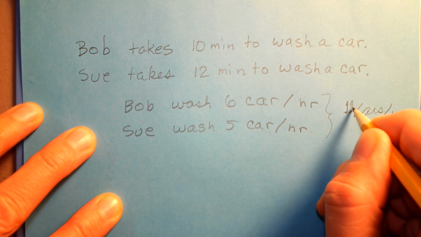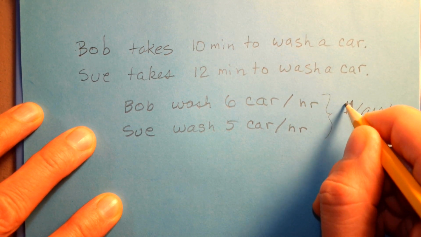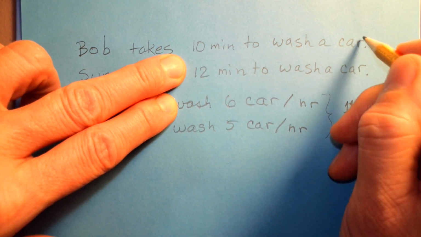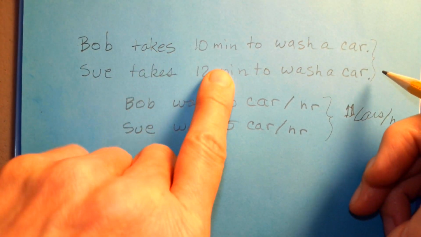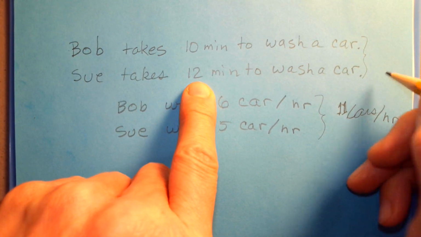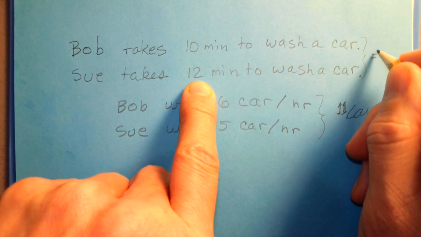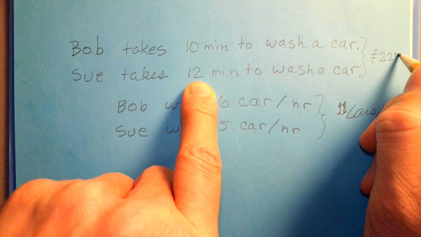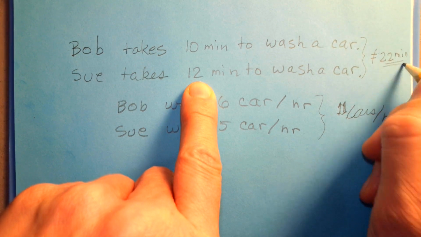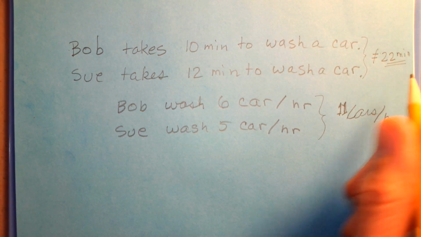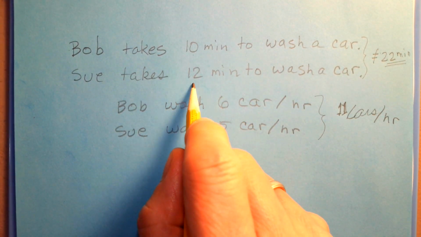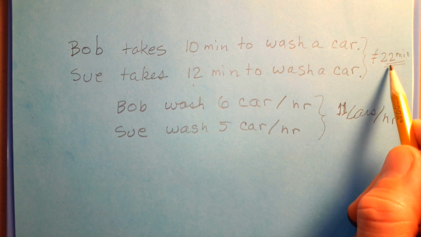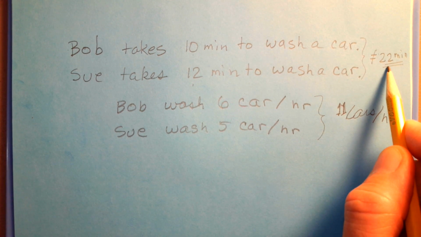So that's kind of what we want to talk about, is combining rates. It wouldn't make sense if we went up here and said, well, he can do it in 10 minutes, she can do it in 12 minutes. Together, it's not going to be that it takes 22 minutes to wash a car, right? That doesn't make any sense. So you have to be careful when you combine things. He can wash a car in 10 minutes, she can wash a car in 12 minutes. If they work together, you don't add up the times.